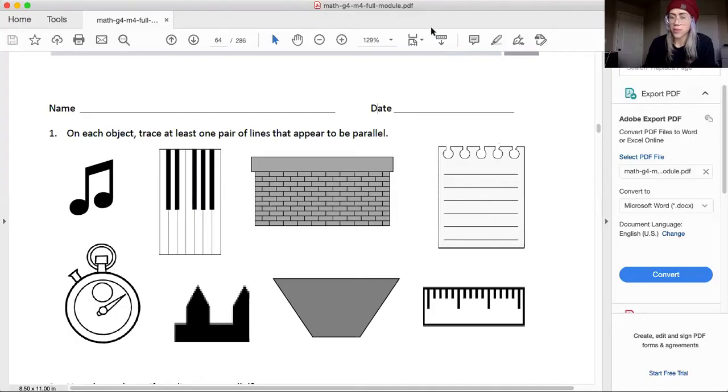So if you haven't grabbed your problem set yet for lesson 4, I want you to go ahead and grab that. Now that you have found the word, you're going to underline it, parallel. So that's our vocabulary for today, parallel.